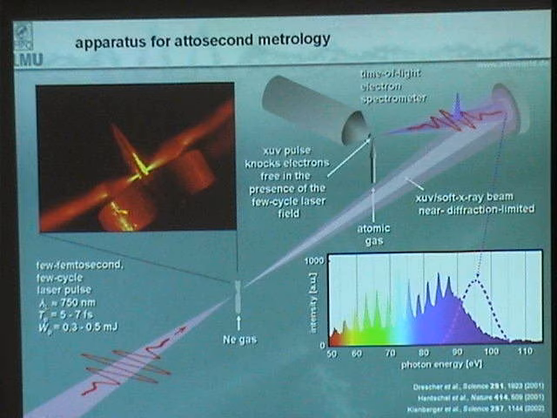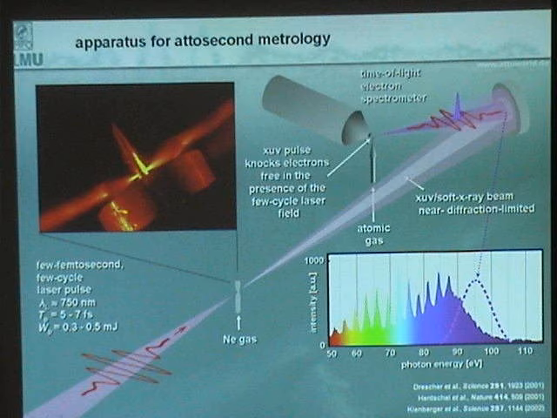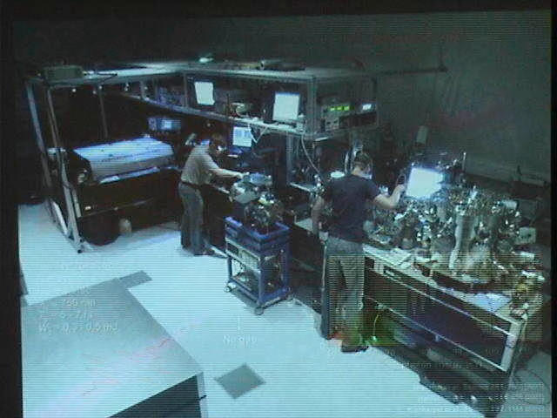So the experiments that I'm going to show you now in the remaining few minutes have been done with exactly the same apparatus, with the only difference that in some cases the time of flight detector has been replaced by another detector, like a velocity map imaging detector or a reflectron observing ions of different charge states. But otherwise, the rest of the system was left the same.